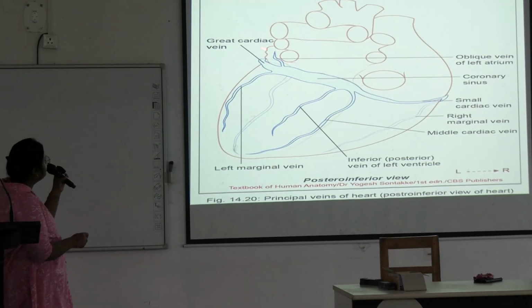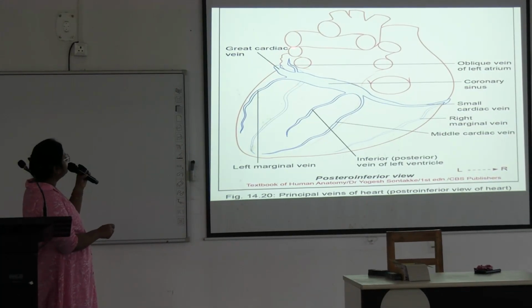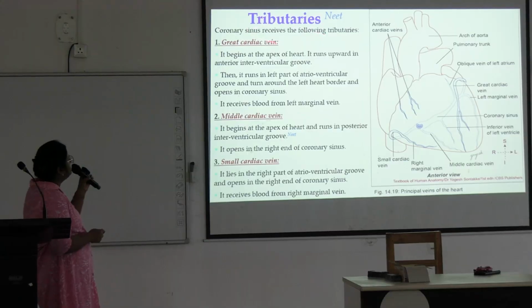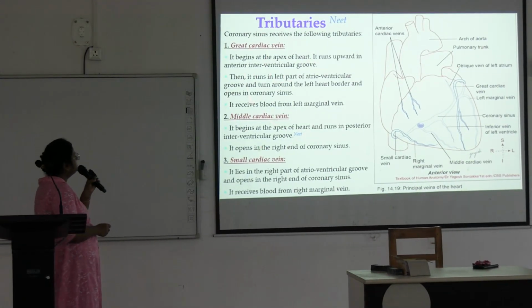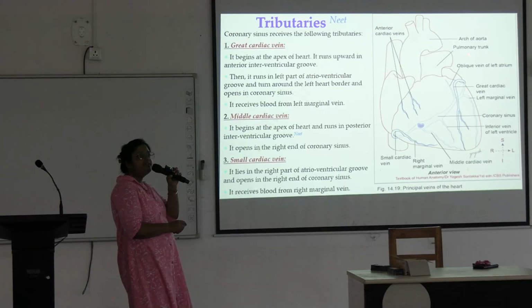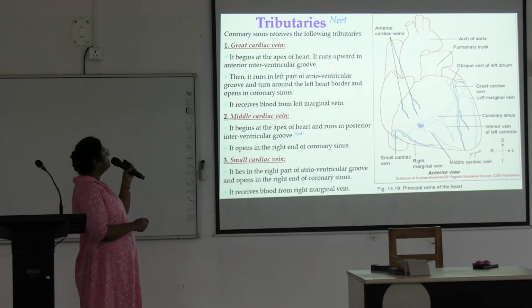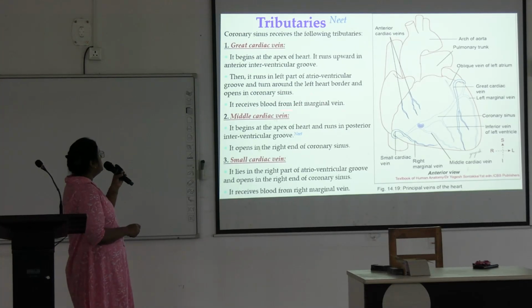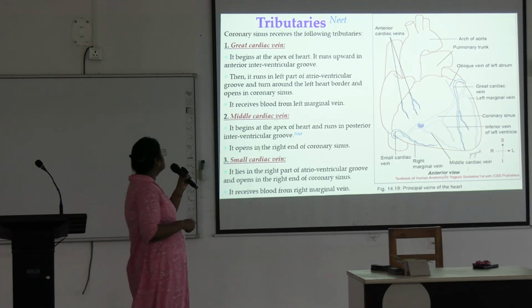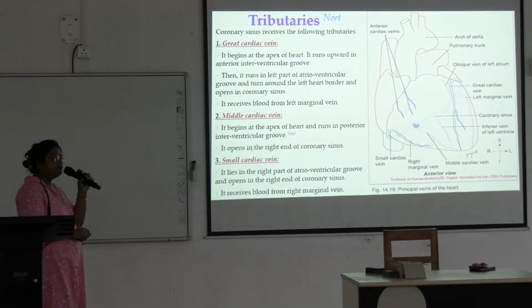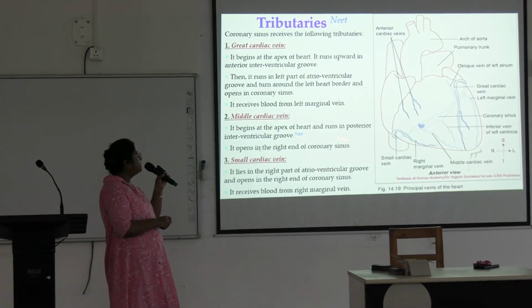Okay, so here you can see this coronary sinus is a continuation of the great cardiac vein, and these are all the tributaries. Next. So it receives the following tributaries: great cardiac vein. Great cardiac vein begins at the apex of the heart, runs upward in the anterior interventricular groove, then runs in the left part of the atrioventricular groove, runs around the left heart border, opens in the coronary sinus, and receives blood from the left marginal vein. Middle cardiac vein begins at the apex of the heart, runs in the posterior interventricular groove, and opens in the right end of the coronary sinus.